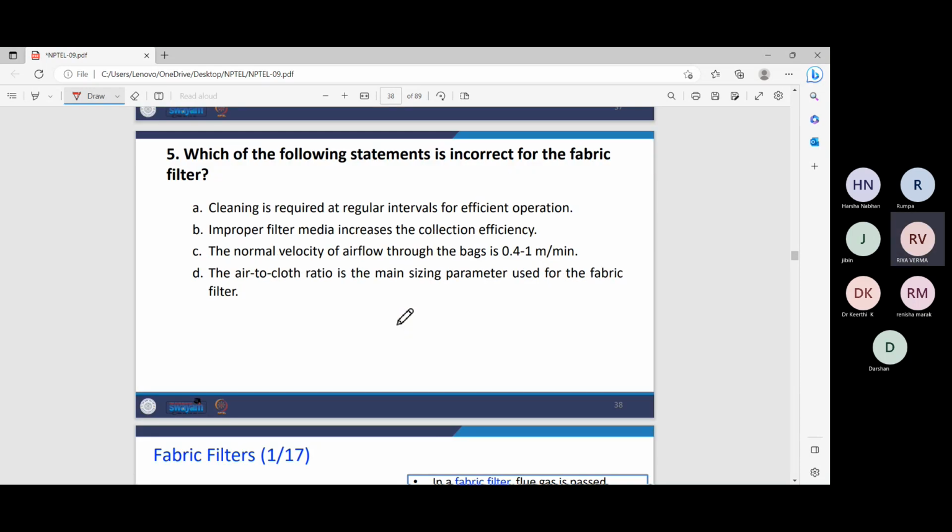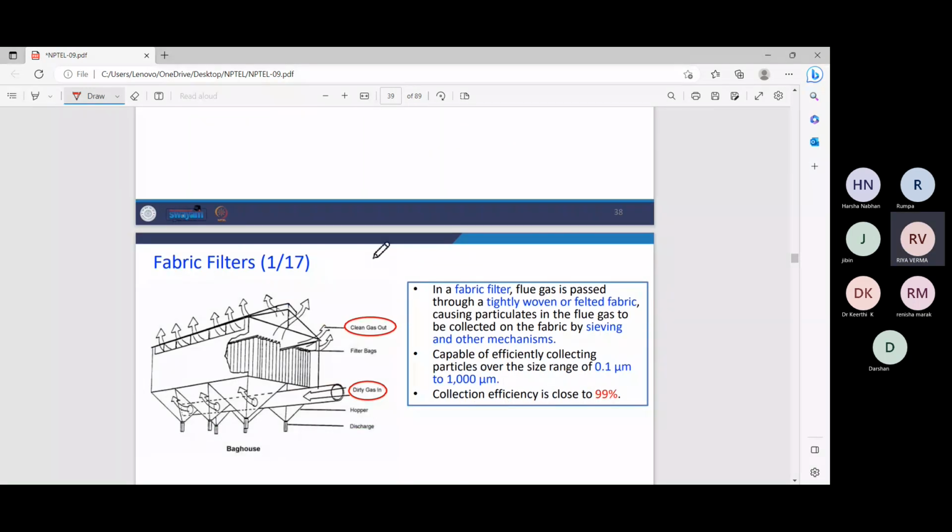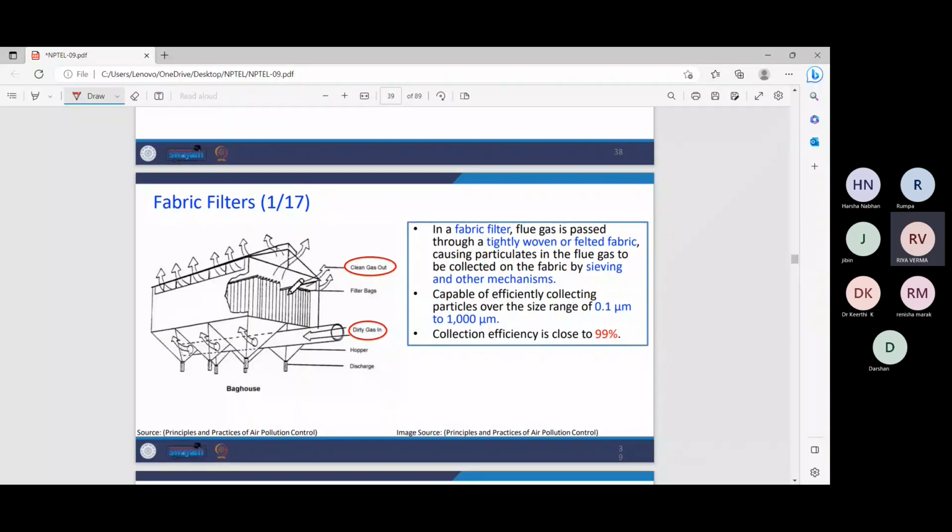Okay, so we'll just quickly discuss these fabric filters. Basically, in these fabric filters, the flue gas is passed through a tightly woven or felted fabric, and this causes the particulates to be collected on that fabric. It basically works as a sieve, like the way we use sieves in our homes to separate one material from another. That is how we separate these particulates from the airstream in these fabric filters. They are capable of efficiently collecting particles over the size range of 0.1 to 1000 micrometers.